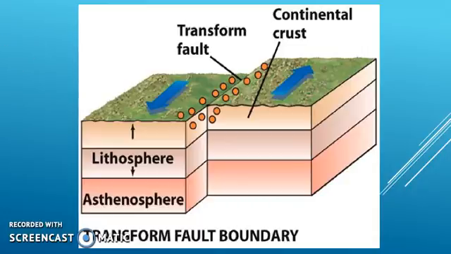This means that there are two plates that slide against each other in opposite directions. Crust is neither produced nor destroyed at this type of plate boundary. It is also known as a strike-slip fault. The type of stress that occurs at this boundary is called shear stress.